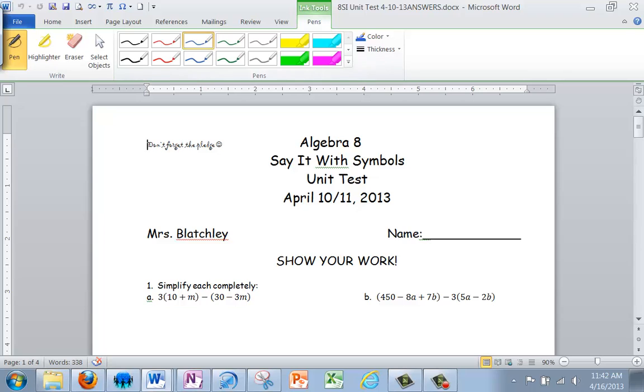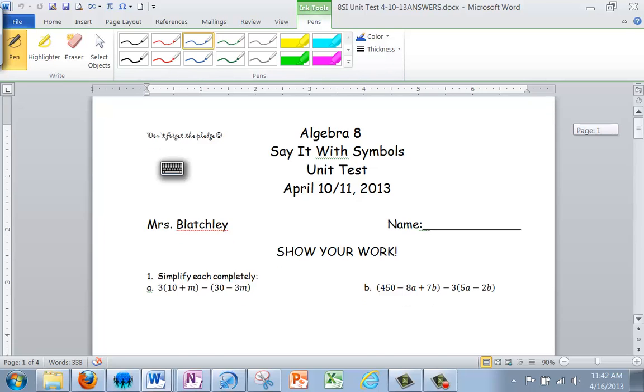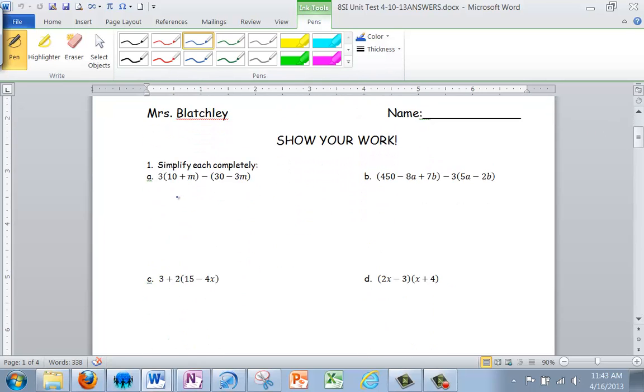So here are the correct answers. Make sure you show your work, again, as always, and come for extra help if you need it. So 1A, the correct answer is 6M. A lot of you had difficulty not distributing your negatives, so be sure that you do that.